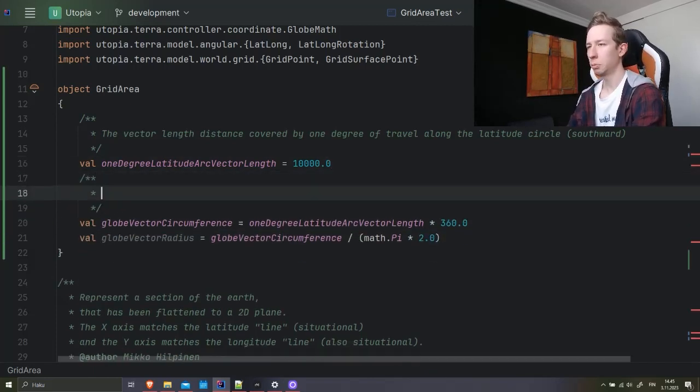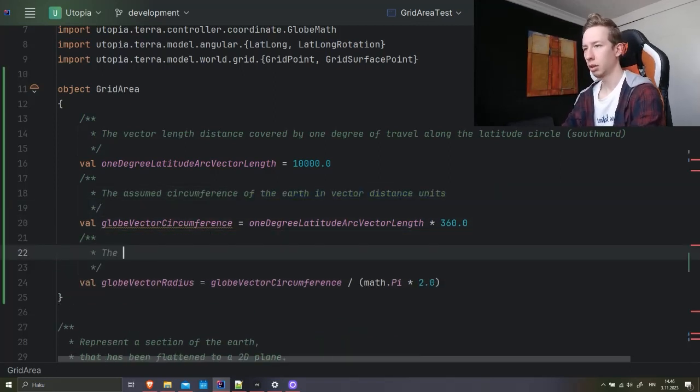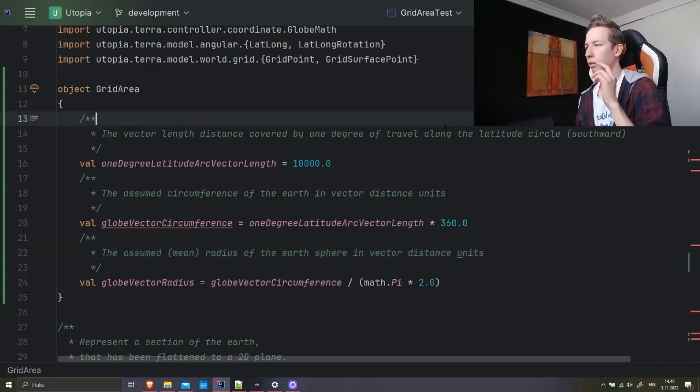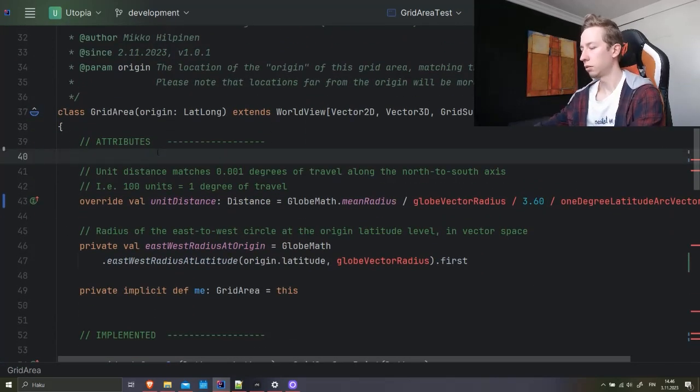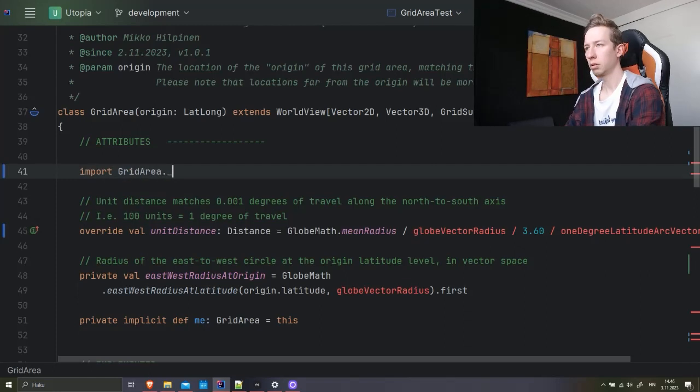So documentation, important. Assume circumference of the Earth in vector units, distance units, I guess. Circumference, yeah. The assumed radius of the Earth sphere. Mean radius for a sphere in vector distance units. We assume this because we cannot verify this, plus this model is just models and assumption anyway. So let's just import all those things here. Okay.